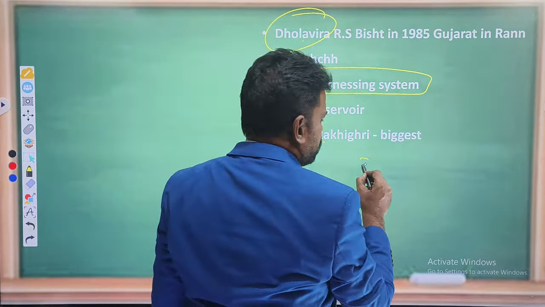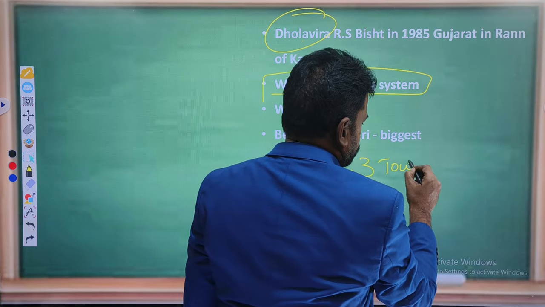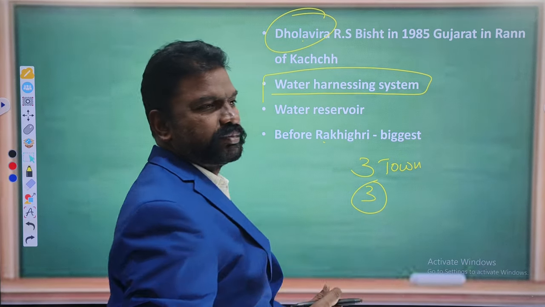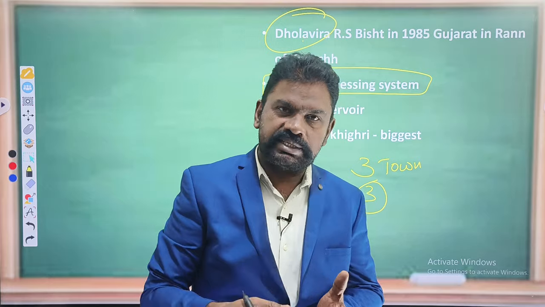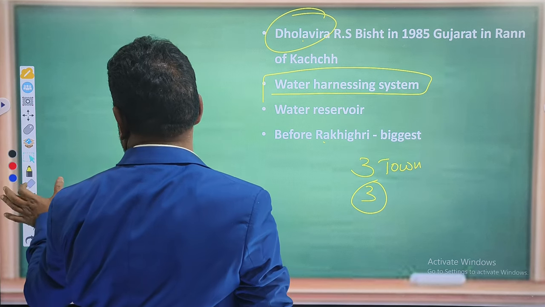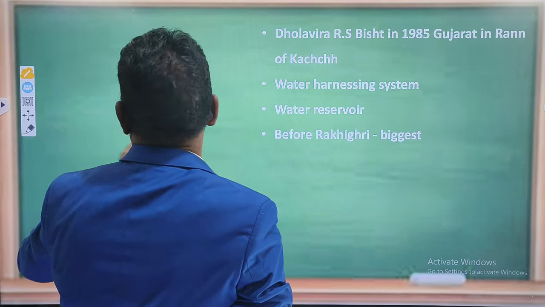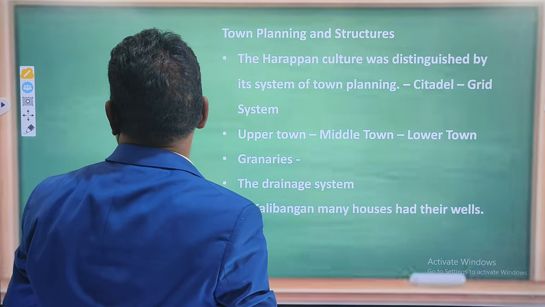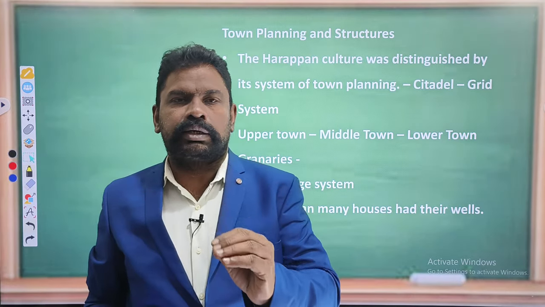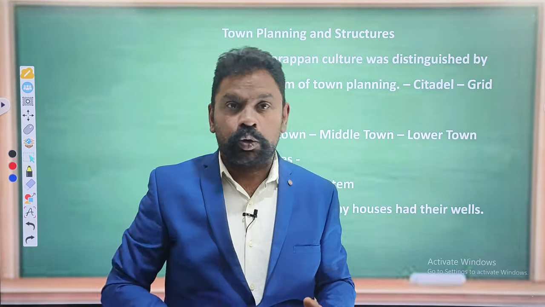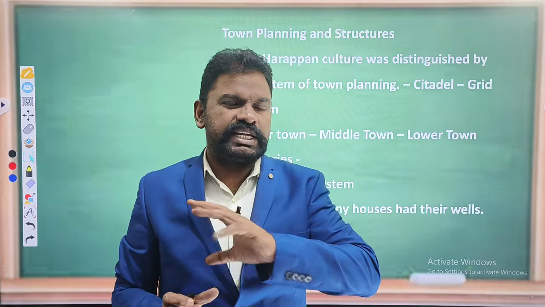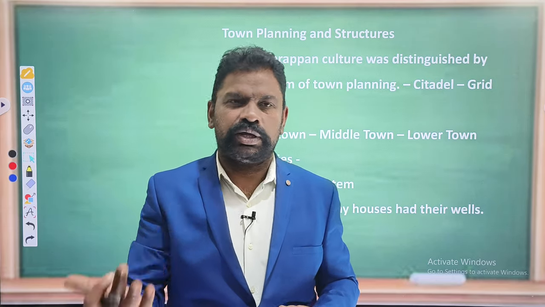At Dholavira, we can find three towns. That is, three types of people were found: poor, middle class and upper class. Three types of people were found at Dholavira. So these are important things related to Dholavira. And these are some areas, like another area, Surkotada. Horse bones were found at Surkotada. Kodizi, an area which was destroyed by a fire accident, related to the Indus Valley Civilization.